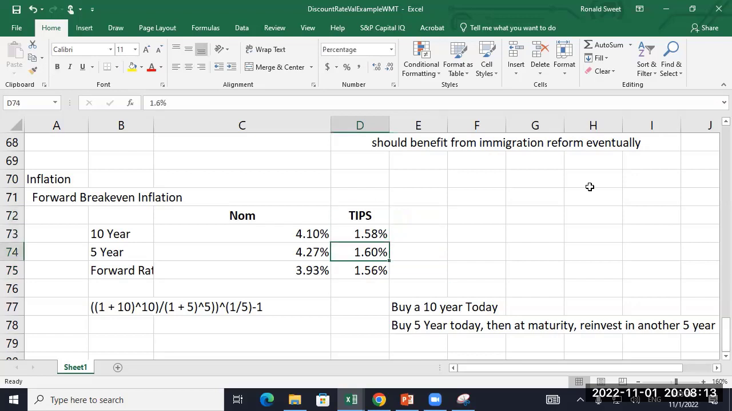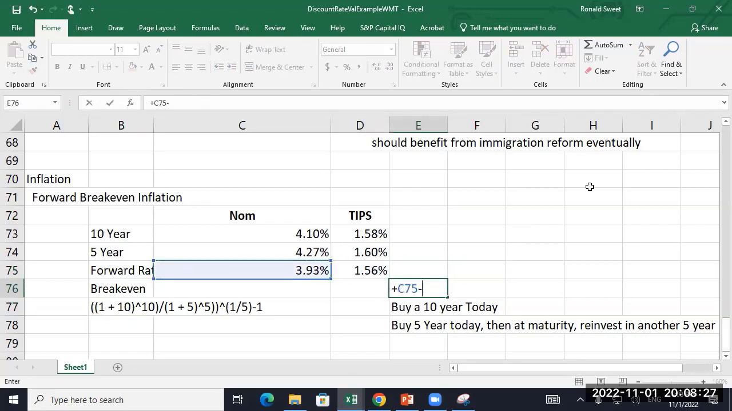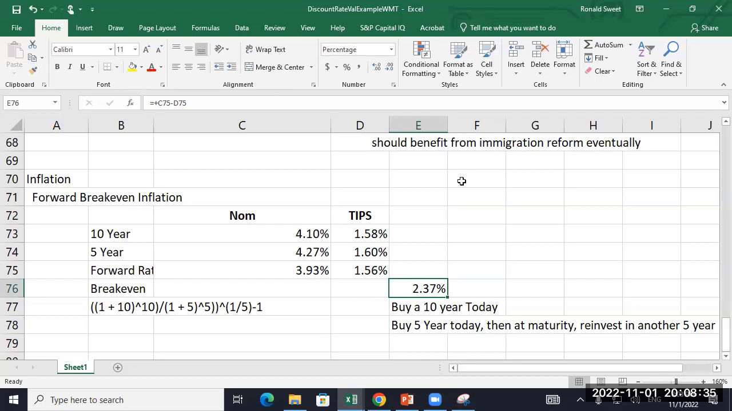So the break even is you just take the forward minus the forward, and it gives you 237. So right now, the bond market is saying inflation will be about 237 5 years from now. They think the 10-year, the 5-year will be 396, I mean 393 in 5 years. The tip yield for the 5-year will be 1.56 in 5 years, and inflation will be 2.37 in 5 years. Obviously, much lower than what current inflation is.